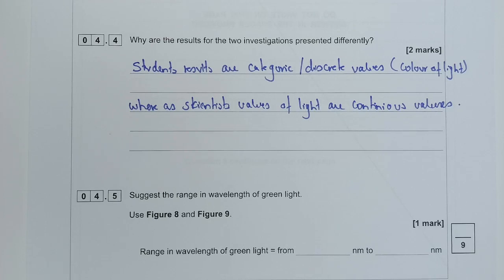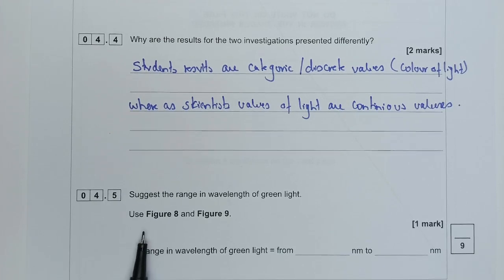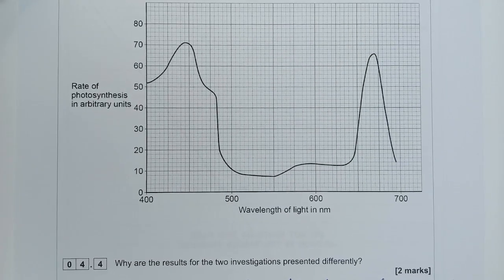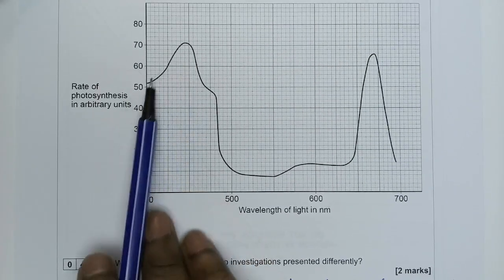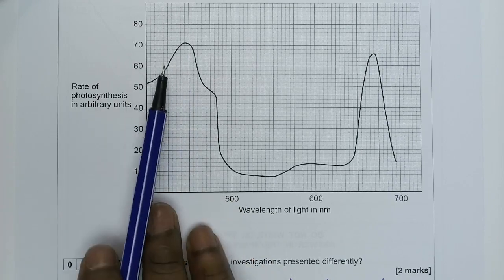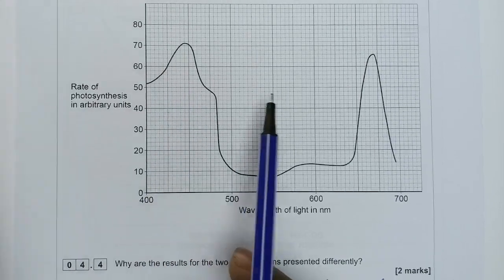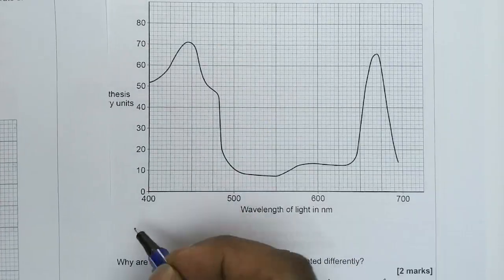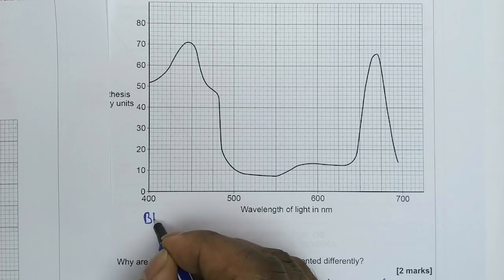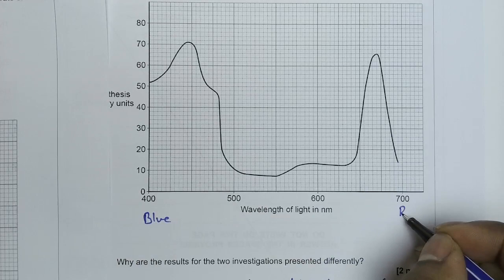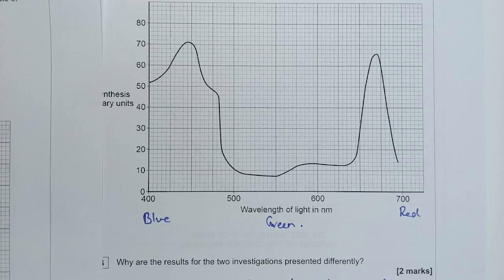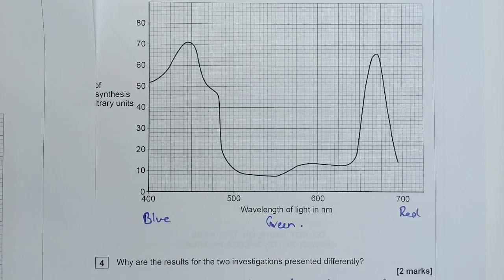Suggest the range in wavelength of green light. So use figure 8 and figure 9. You need to look at both of them. As you can see, the rate of photosynthesis is higher at this point. If you compare that to the bar graph, the blue color was the highest, so this would be towards the blue color, and the red, in between, is the green color. So suggest the range in wavelength of green light.